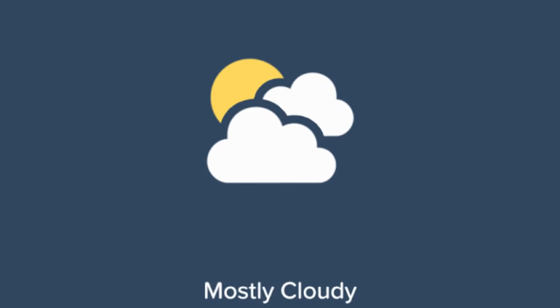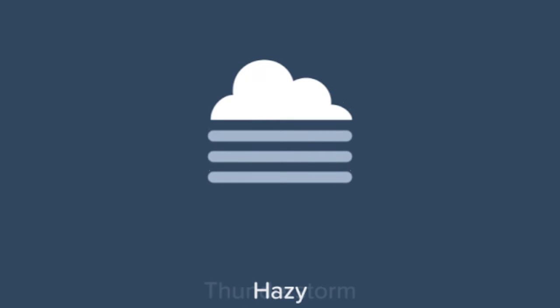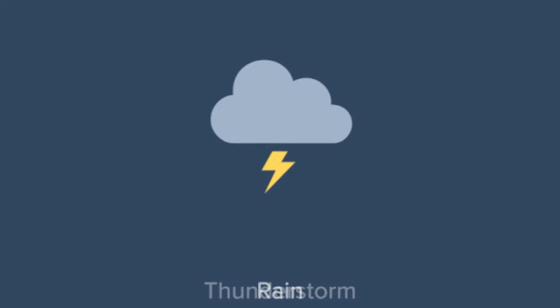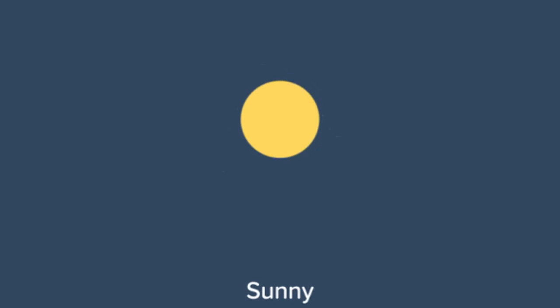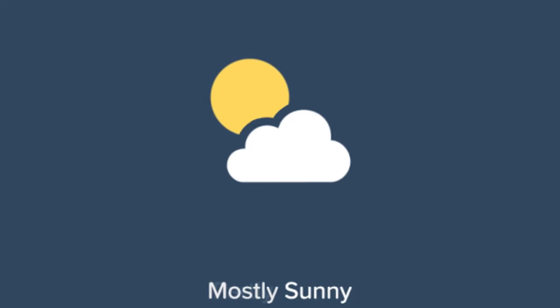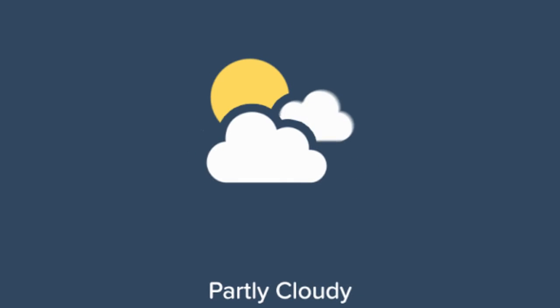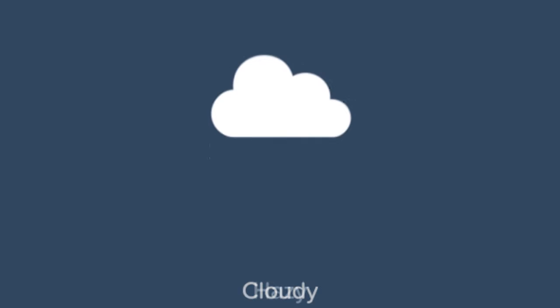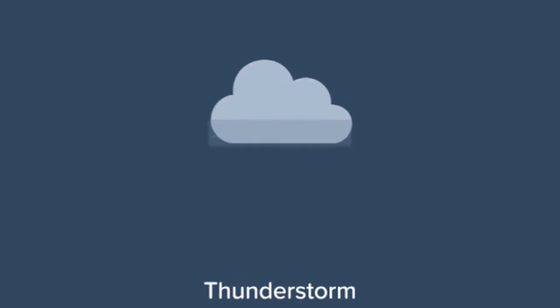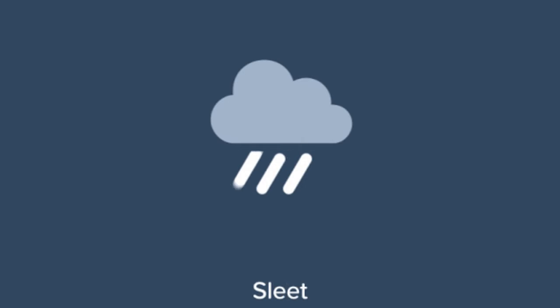So kids, there are different types of weather that you experience on a daily basis, which include thunderstorm, rain, sleet, flurries, snow, sunny, mostly sunny, partly cloudy, mostly cloudy, cloudy, hazy. So these are some of the weather types that we experience on a daily basis.